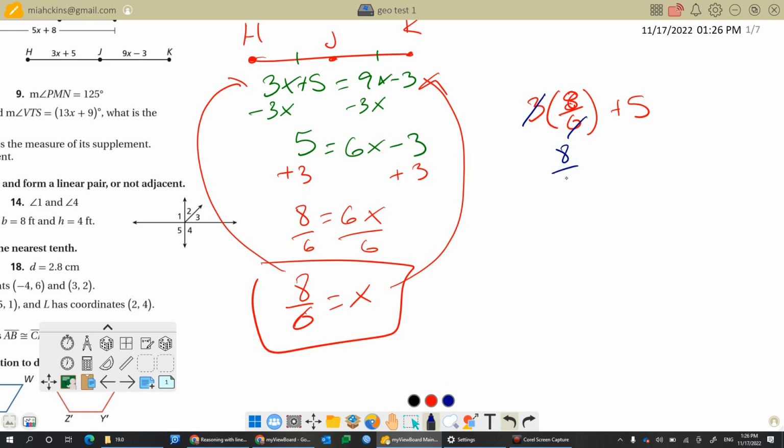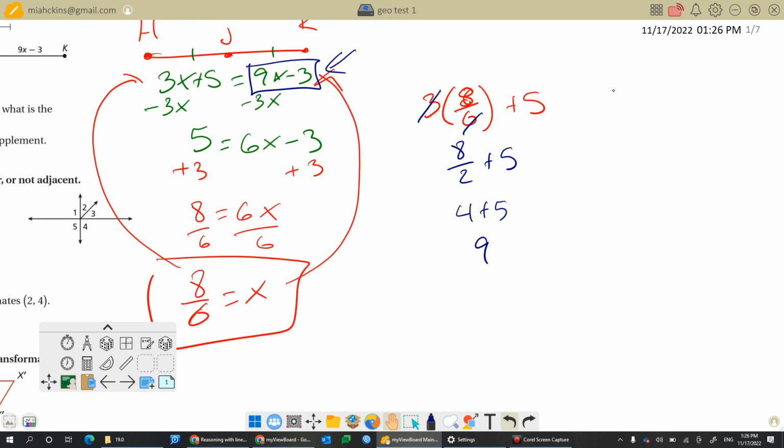So then this is going to be 8 over 2 plus 5, which 8 divided by 2 is 4, plus 5 is 9. Now I want to see if this also comes out to be 9. If this came out to be 9, then I know that 8 over 6 is correct, so I'm going to double check that. So then I say 9 times by 8 over 6 minus 3.